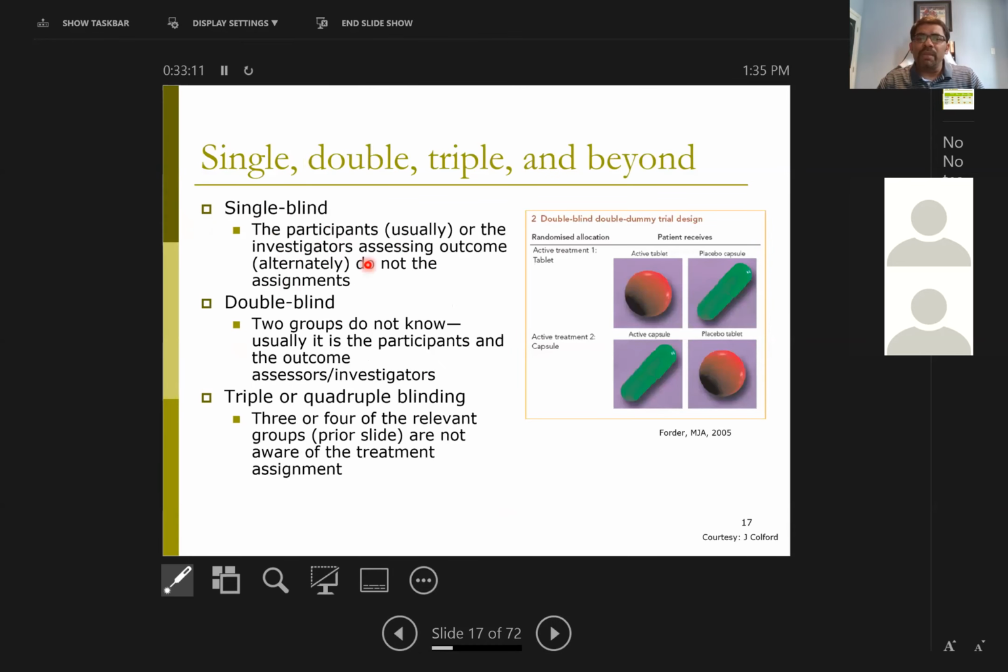Single blind usually means patients are blinded. Double blind means patients are blinded, and usually those who are doing the data collection, the investigators, are blinded. And triple or quadruple blinding means other groups are also blinded, like the biostatistician could be blinded and so forth. It is up to the trial paper to clearly delineate who was blinded or not blinded, okay?